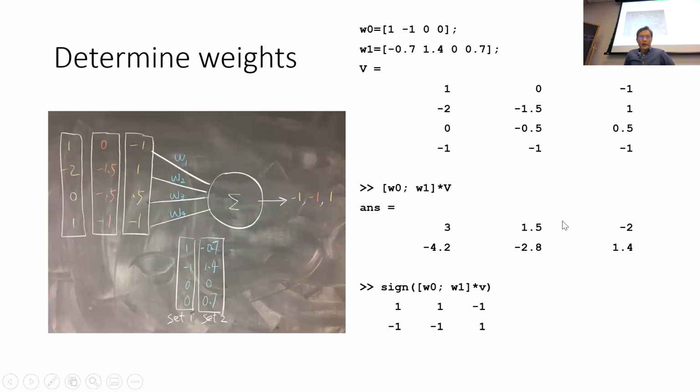On your screen, you have this example, and on the right side is the MATLAB code. My first set of parameters, the weight vector W0, has 1, -1, 0, 0. This is an example that doesn't work for these 3 input training points. But W1, this vector, is one of the examples that works.